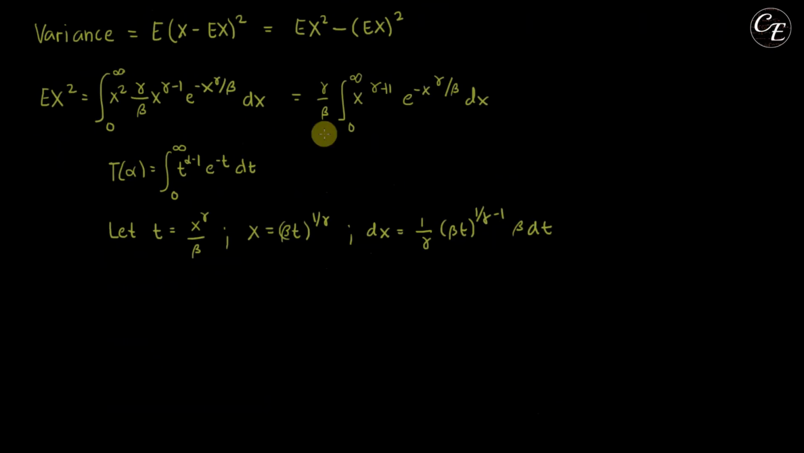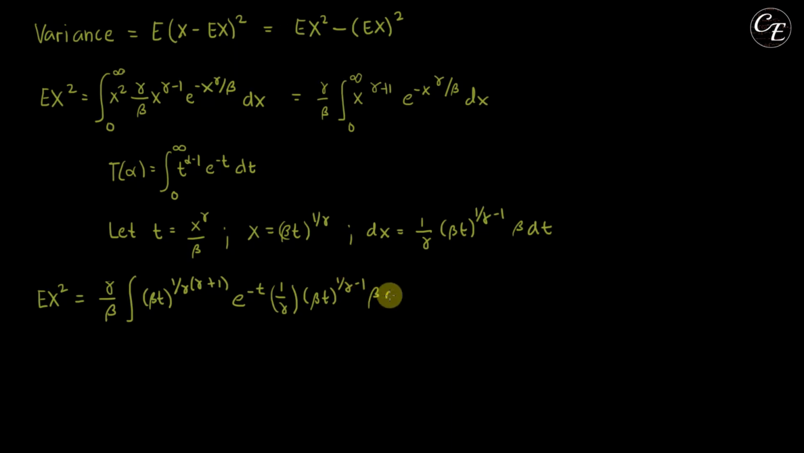Then let us substitute this in here. So we'll get expectation of x squared is equal to this one, gamma over beta. Then integral of, for x, let us use this one. We have beta t raised to 1 over gamma times this one. We have gamma plus 1. Then e raised to negative, for this one, x raised to gamma over beta, which is this one, so we can use this t in here. Then for the x, let us use this in here. Then beta t raised to 1 over gamma minus 1 beta dt.